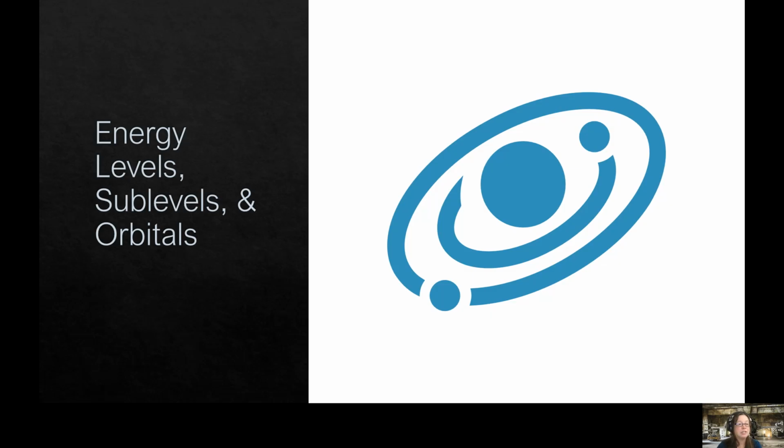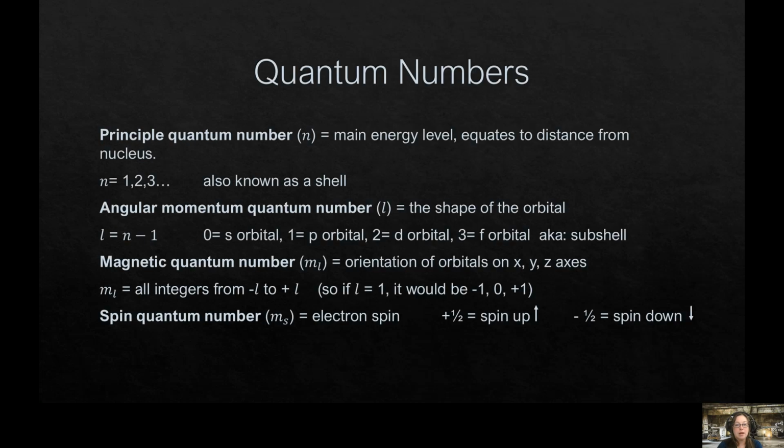Okay, so we're going to look at energy levels, sublevels, and orbitals. We represent each of these things using quantum numbers, and you'll run into these more as you get into more advanced chemistry. So if you're planning on continuing on and learning more chemistry, you'll need to know these.